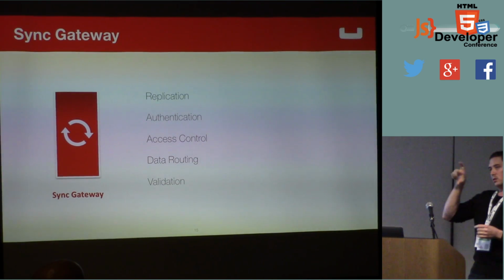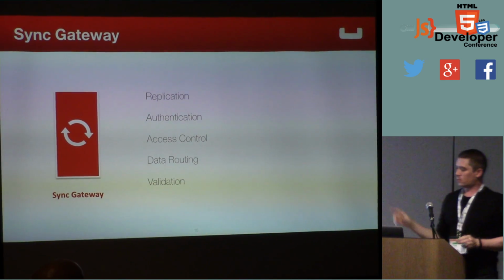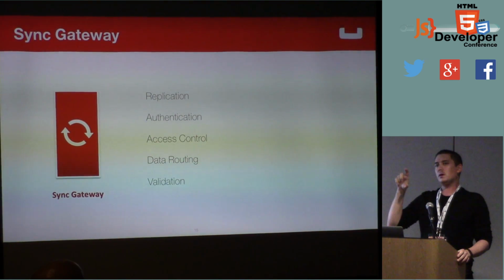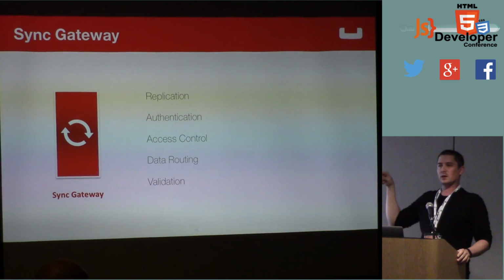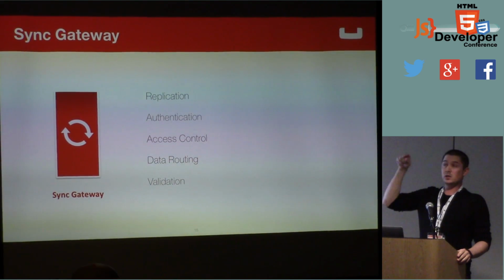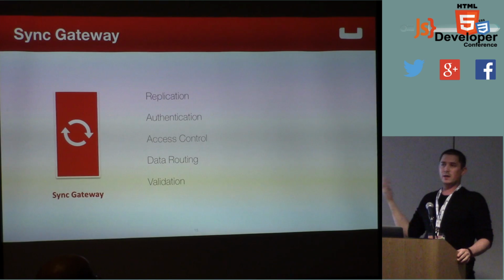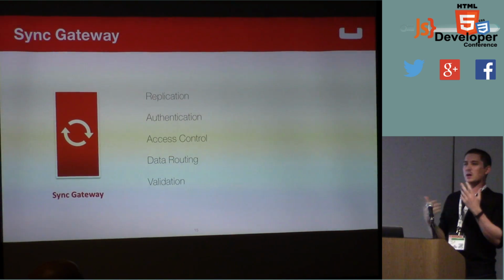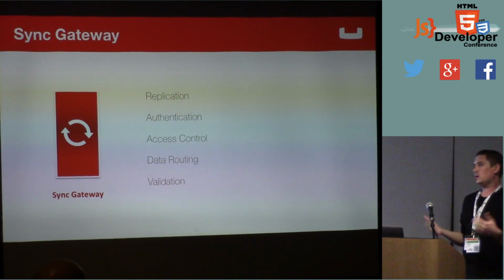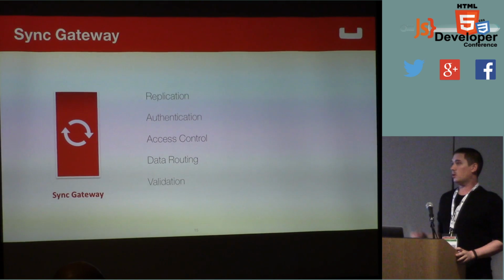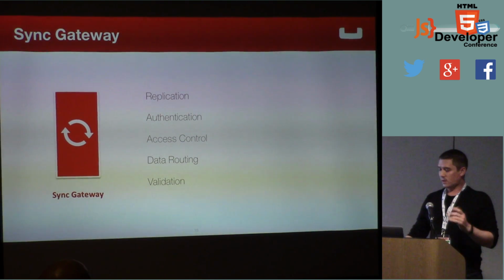So a little JavaScript snippet, and I'll show you here in a second what it looks like, runs on any data mutation that comes through the Sync Gateway, so on any change. So create, update, delete will come through this snippet, and you can decide what you want to do with it. Route it, secure it, give access to it, reject it if you don't want it, that type of thing. And then there's validation also.